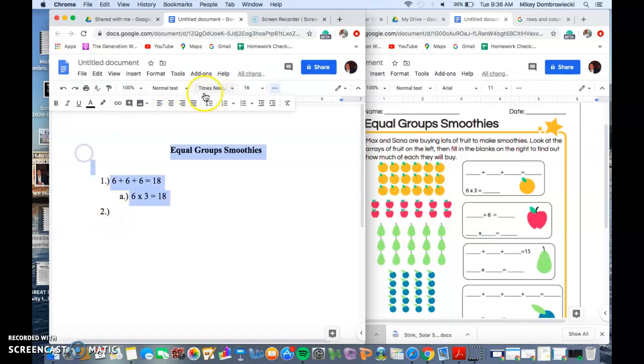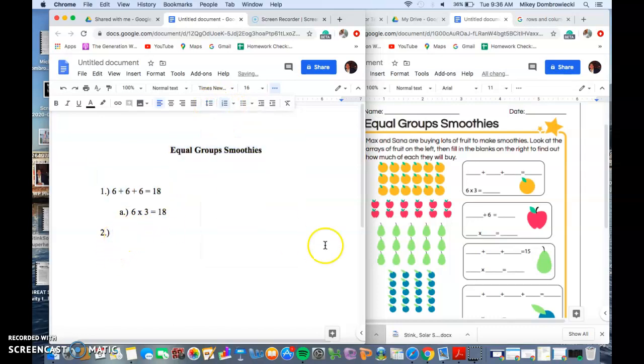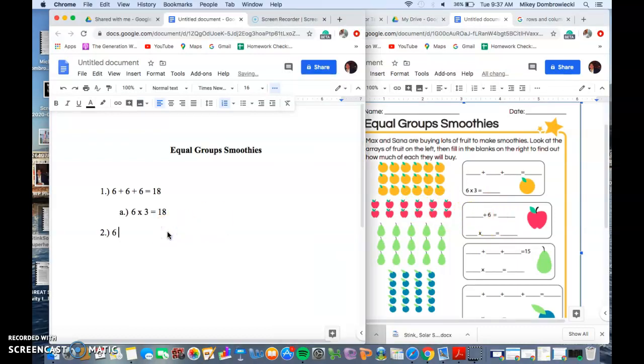So for number 2, we're going to double space it. For number 2, let's look at the rows. So remember, the rows go from left to right. So 1, 2, 3, 4, 5, 6. So we got 6 in row 1, and obviously they're equal because the apples match up. So we have 2 rows of 6 plus what? We have 6 here, and another 6. So 6 plus 6 equals 12.